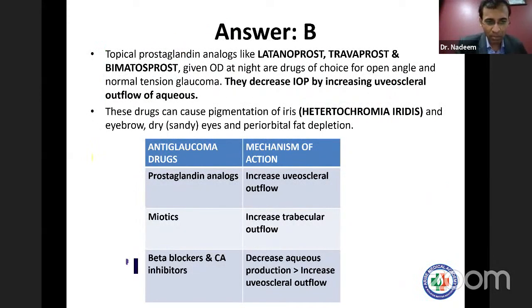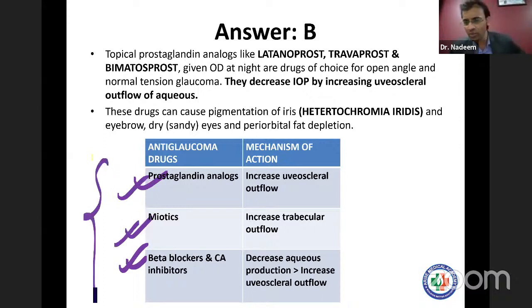We are using beta blockers, carbonic anhydrase inhibitors like acetazolamide, and beta blockers like betaxolol. And we are using prostaglandins, and we are using miotics. All these drugs are used for glaucoma, but the mechanism of action of the different drugs is different.